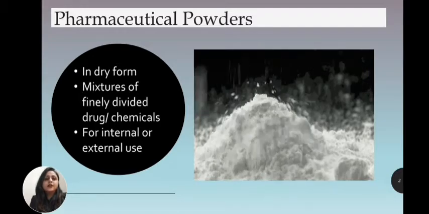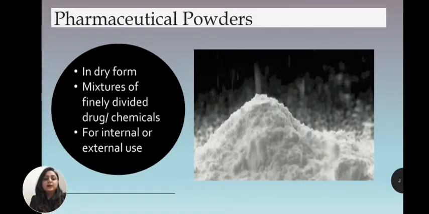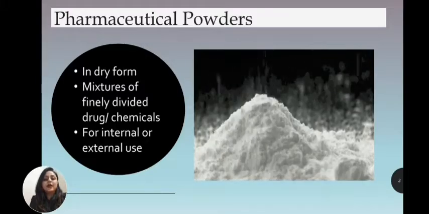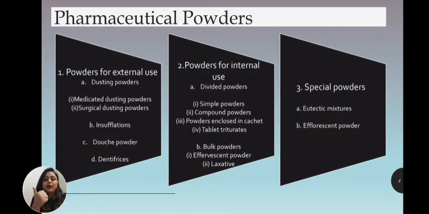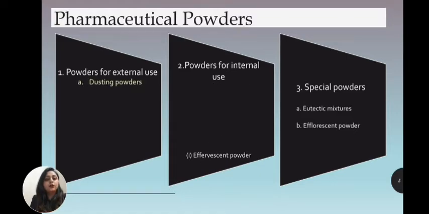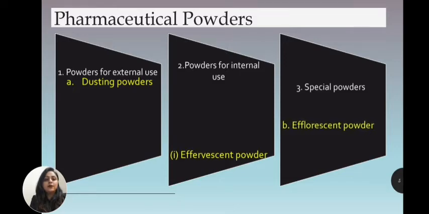The first topic is pharmaceutical powders. Pharmaceutical powders are in dry form and are a mixture of drugs and chemicals. They can be used for internal and external purposes. The classification of powders includes powder for external use, powder for internal use and special powders. Powder for external use has four types: dusting powders, insufflation, diluting powders and densifiers. Internal powders include divided powders and bulk powders, and special powders include eutectic mixtures and efflorescent mixtures. Today we are going to focus on dusting powders, efflorescent powders and effervescent powders.